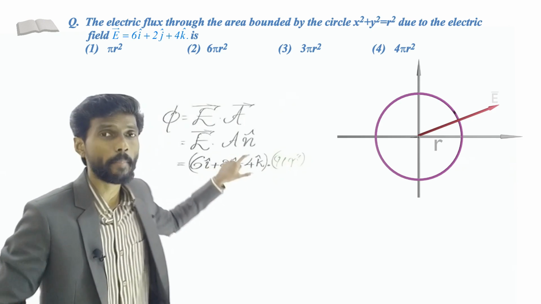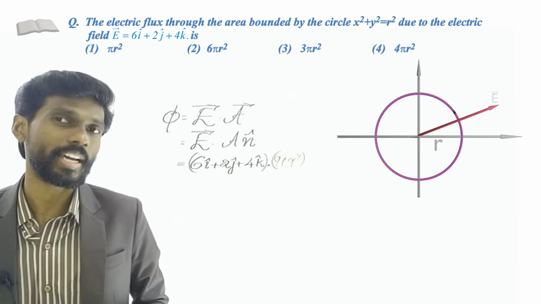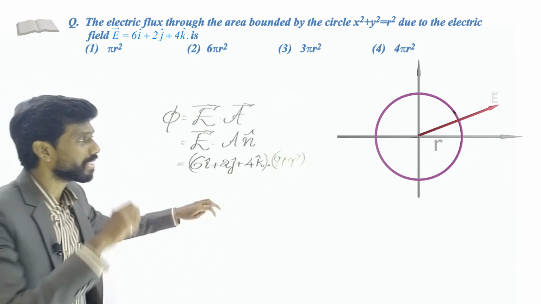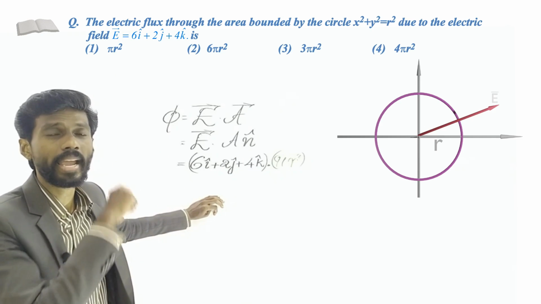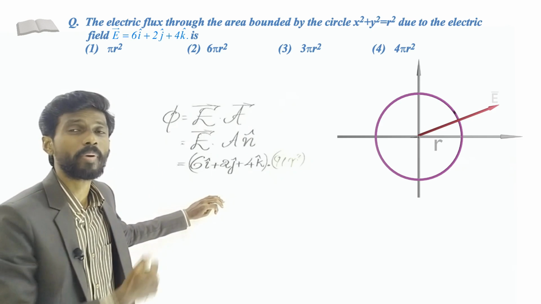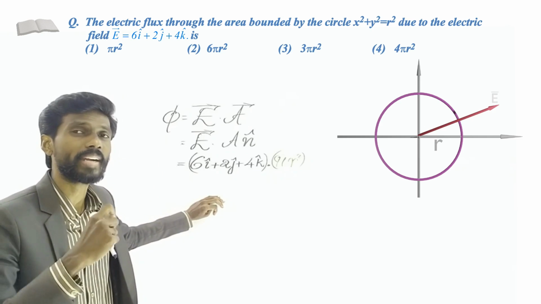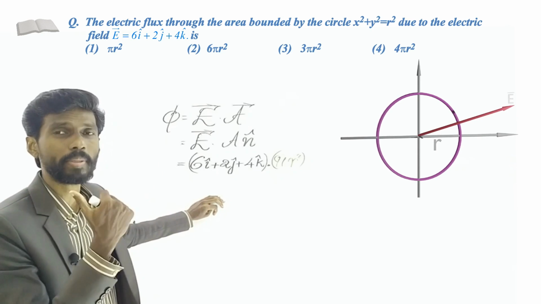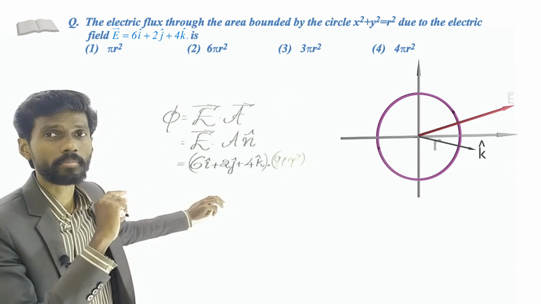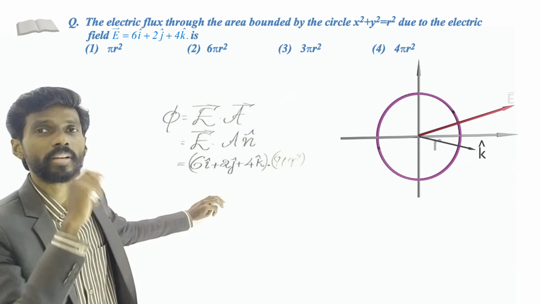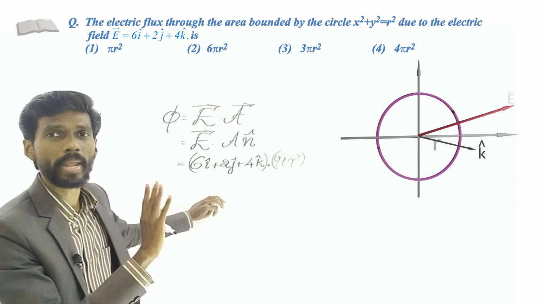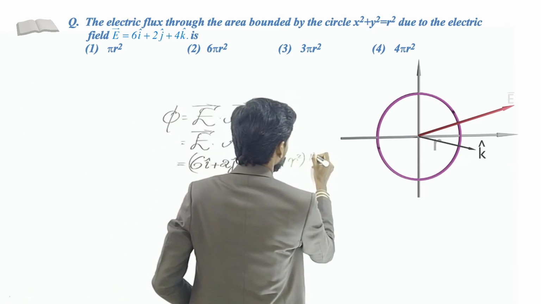Now what is n cap? N cap is the unit vector in the perpendicular direction. This circle is in the xy plane. So what is the perpendicular direction to the xy plane? That has unit vector k cap. K cap is perpendicular to both i cap and j cap, the unit vector perpendicular to both the x-axis and y-axis, or the xy plane. So that means k cap.